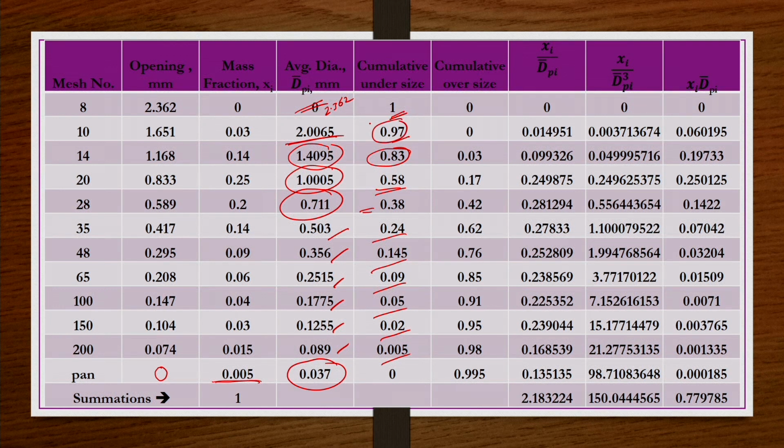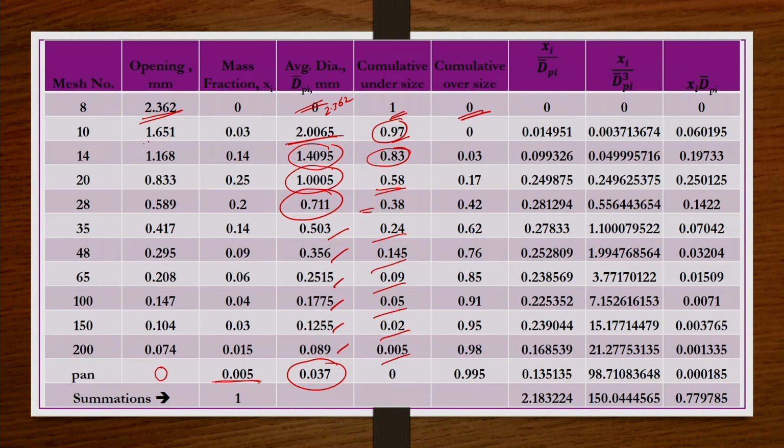Now we take cumulative oversize. For the first row, what is dpi? 2.362. What is the fraction of material whose size is more than dpi 2.362? There is nothing, because the maximum coarsest opening is 2.362 and there is nothing more than that particular opening. So all the fractions are 0.